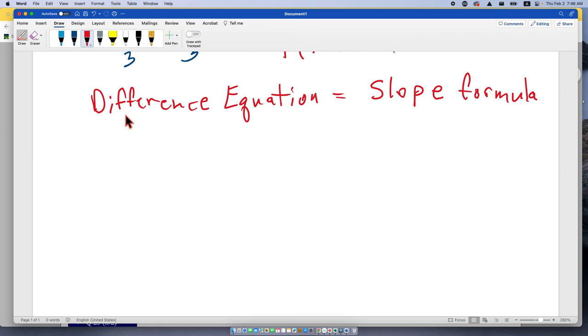So they give you this difference equation as something like this. f of x plus h minus f of x, all over h. Okay. What's the slope formula?